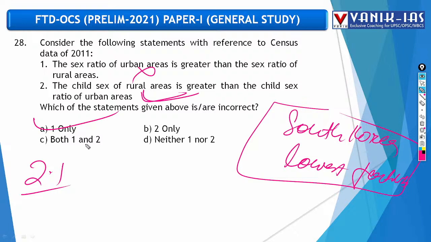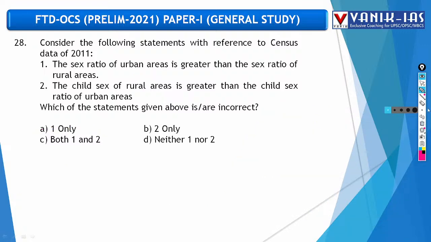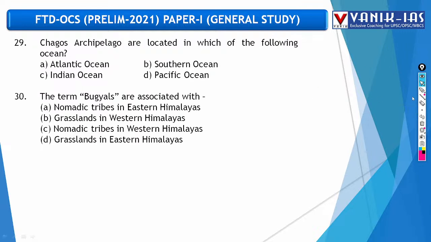And sex ratio, in 2019 to 21, remember the sex ratio was 108 boys for 100 girls. For 100 girls, 108 boys. Earlier it was 111 in 2011, so it is declining. This is the sex ratio, the number of boys per girls.